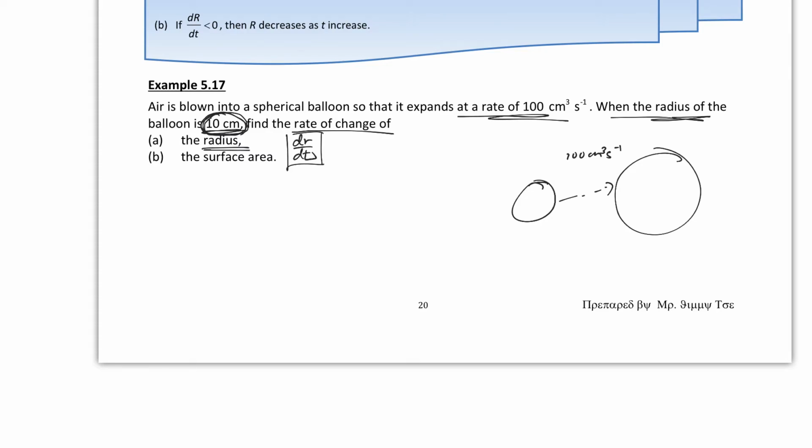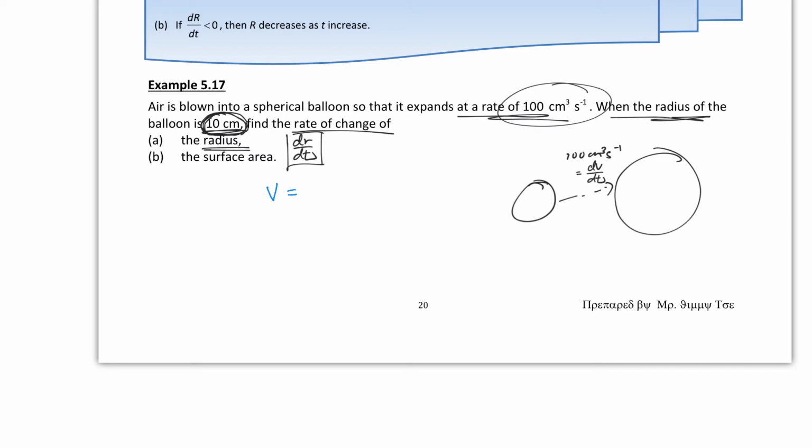And we have one more piece of information, this one. What is this? This is 100 cm cube per second. Increase 100 cm cube. That means this is dv over dt. Okay, analyze the question. You have dv over dt, you want to find dr over dt. That means before that, you need to have one equation related to v and r. So, what is the volume of a ball with the shape of a sphere?